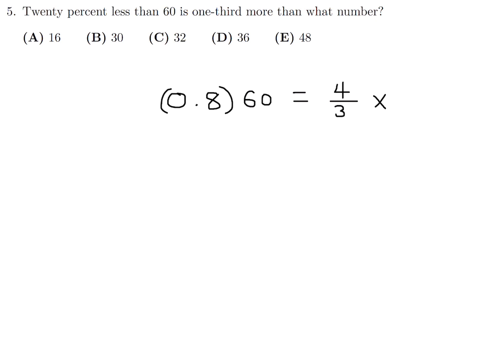This is the algebra. So on the left side, you get 48. And on the right side, it's just 4 over 3. Sorry, I combined fractions with decimals, and I know that's a no-no, but it's okay. And if you solve for x, you will get 36. So number 5, the answer is D.